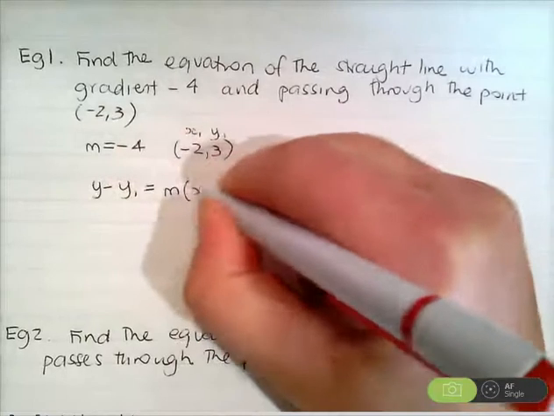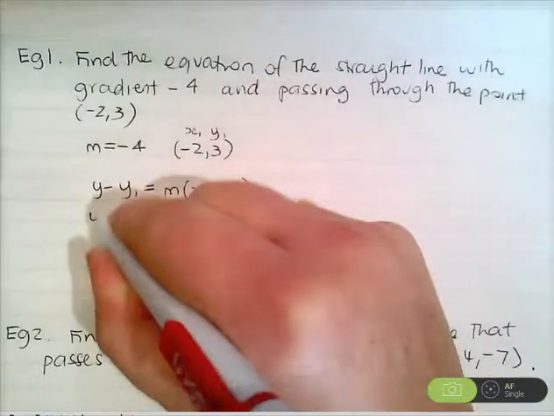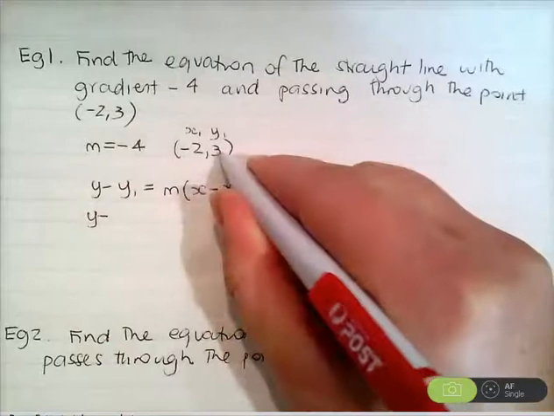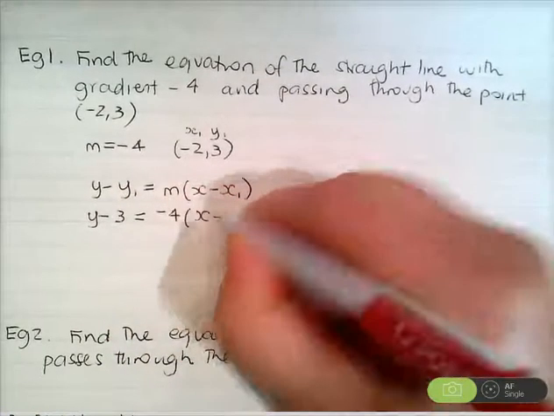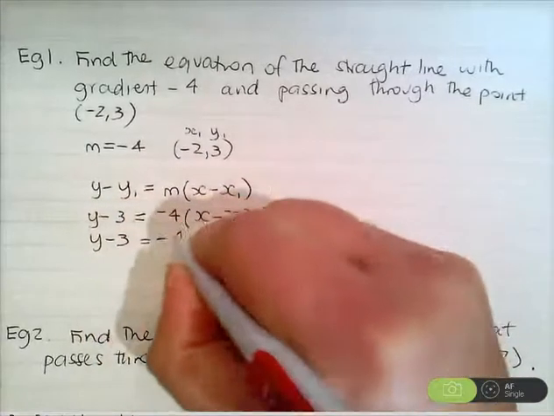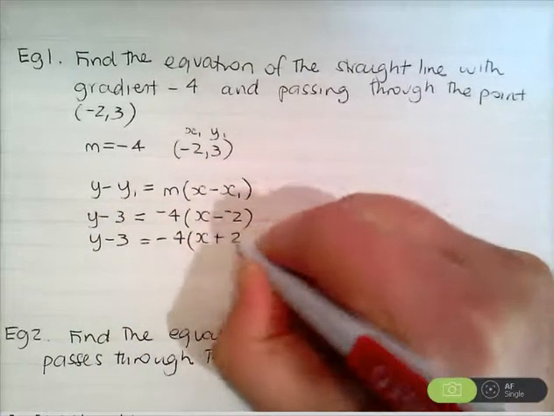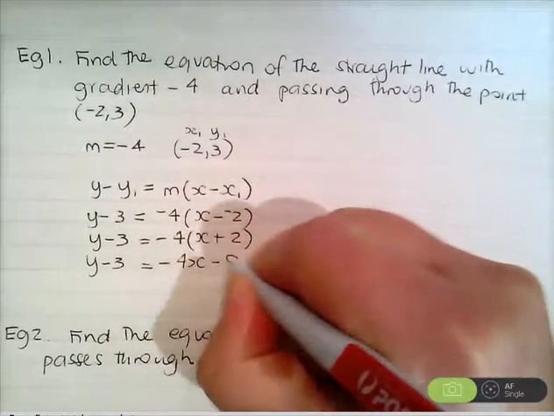y minus y1 equals m, bracket x minus x1. We substitute in our point. Our y1 is 3, our m is -4, and we've got x minus, x1 is -2. And we expand all this. So this becomes x plus 2 here, and we get y minus 3 equals -4x minus 8.